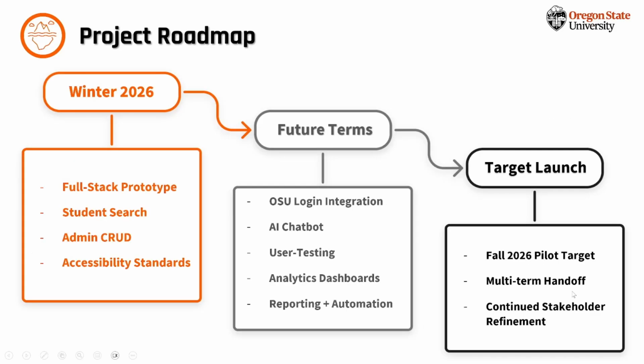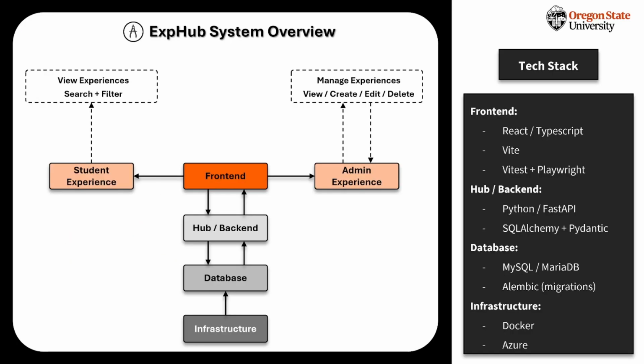This term, our team focused on the project's foundational architecture phase. Our primary goals were to deliver a full stack prototype, student search functionality, admin CRUD functionality, and accessibility alignment. Future Capstone teams can build on that foundation by adding OSU login integration, AI chatbot features, analytics dashboards, reporting tools, and workflow automation, with the eventual pilot launch this fall. At a high level, the system supports both a student experience and an admin experience. The front end connects to the hub backend, which communicates with the database, while infrastructure supports development and deployment.